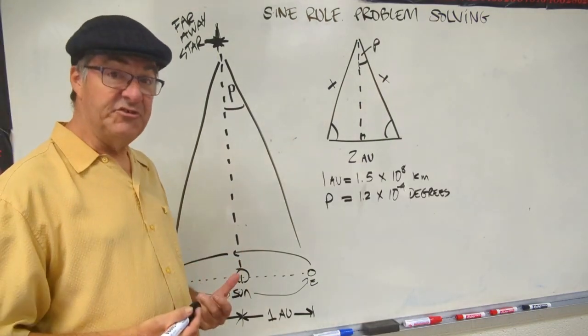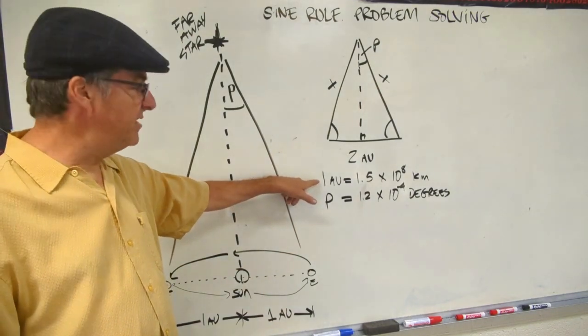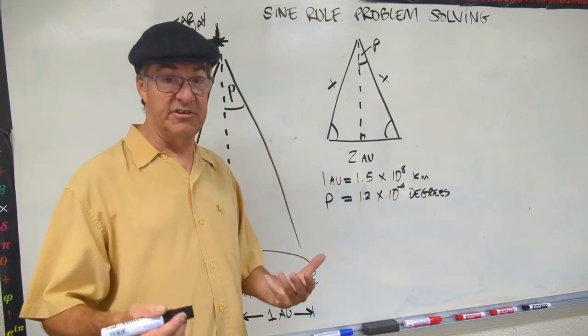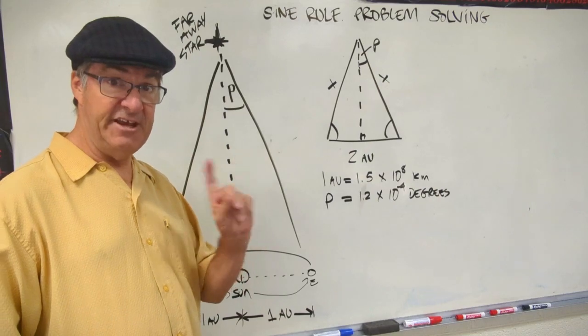Okay, here are the two things you need to know. One astronomical unit, I converted this to metric, is 1.5 times 10 to the 8 kilometers. That's about 150 million kilometers for 1 AU.